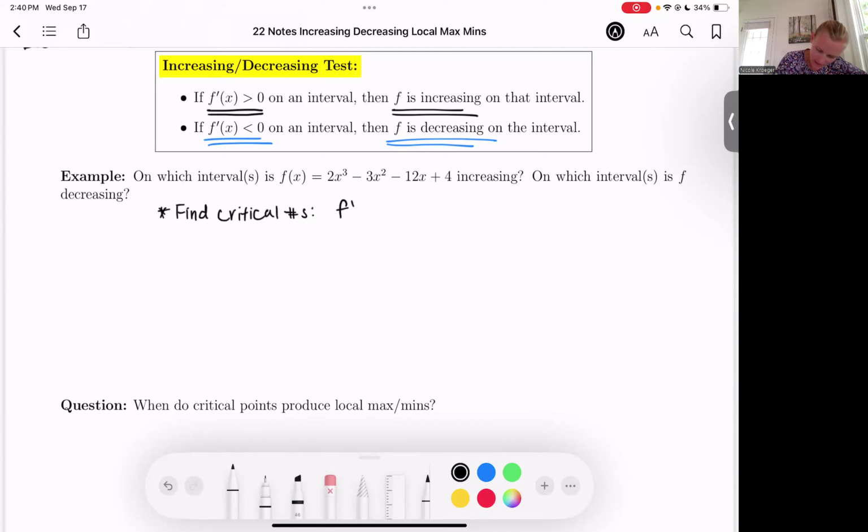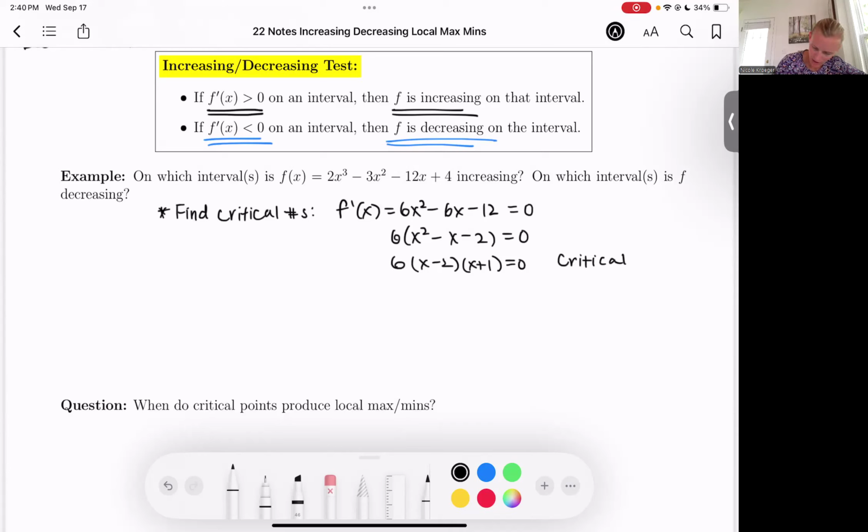So the derivative here, always start with the derivative if you don't know what to do. 6x squared minus 6x minus 12. I need to set this equal to 0. I can factor a 6 out of everything. And then I can factor this as x minus 2 times x plus 1. So my critical numbers are x is positive 2 and negative 1.